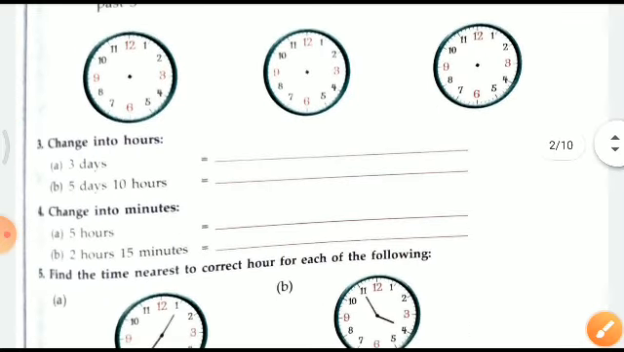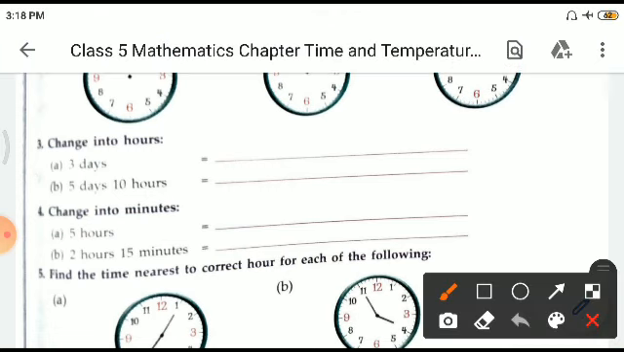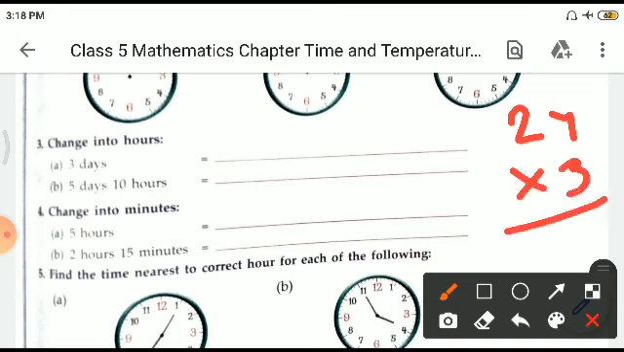Now change it into hours. 3 days. Now 3 days, we know 1 day is equal to 24 hours. So 3 days equal to how much? 3 days will be 24 multiplied by 3. So 4 3s are 12, 2 carry forward 1, 3 2s are 6 and 1 is 7. So 3 days will be 72 hours.